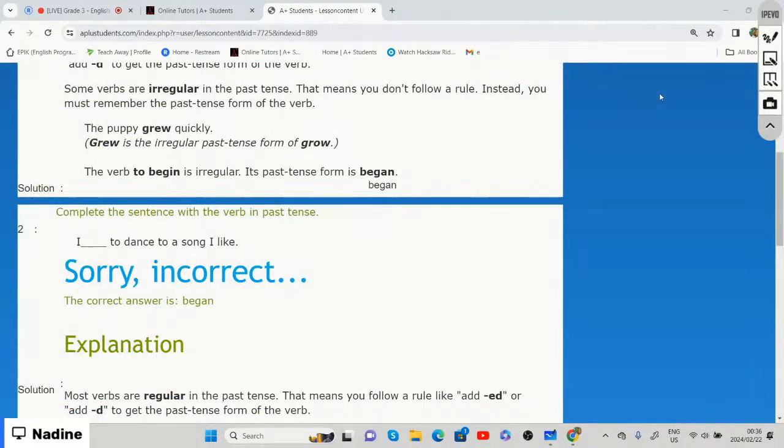All right. So the same with begin and began, right? I began to dance to a song I like. So the same with began in the previous, we can also say that I began to dance to a song I like. So began, without the I, right?